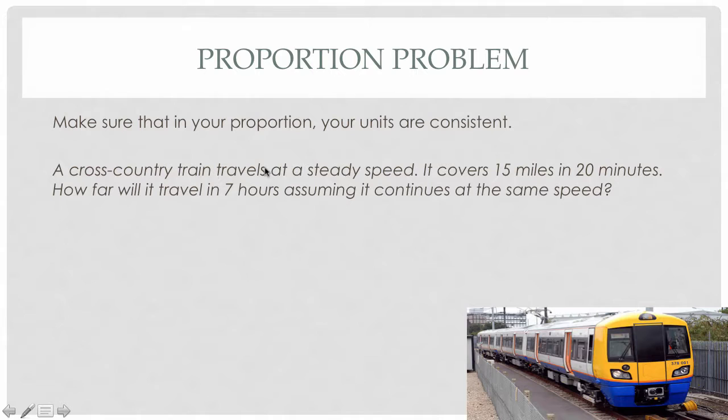A cross-country train travels at a steady speed. It covers 15 miles in 20 minutes. How far will it travel in 7 hours, assuming it continues at the same speed? A lot of you may be tempted to jump to this: 15 miles in 20 minutes, and I want to know when that's equal to 7 hours. My unknown x, we're going to define x as the distance in miles traveled in 7 hours.